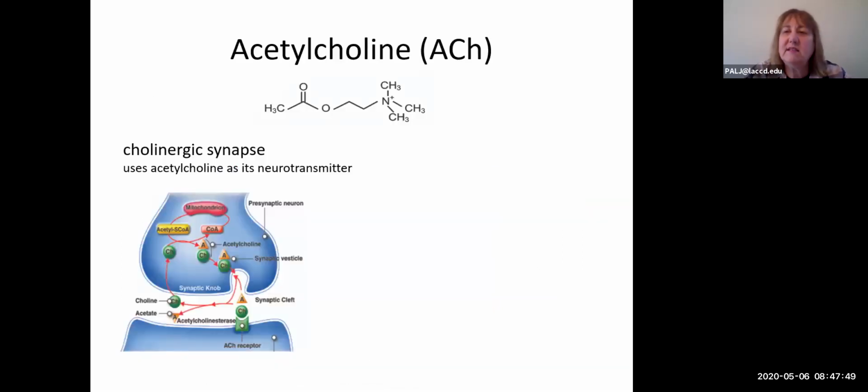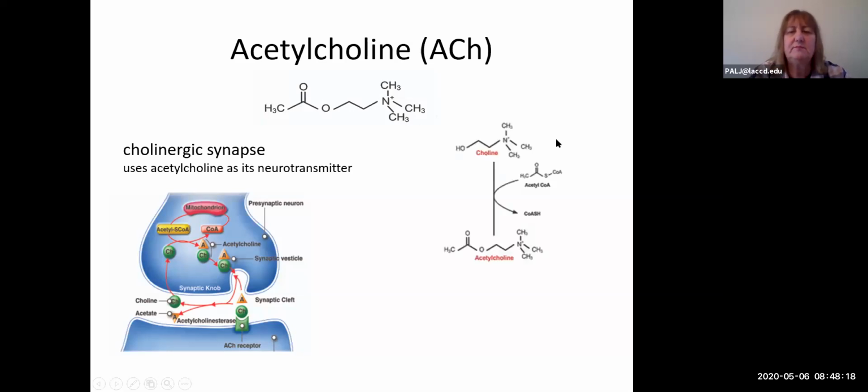So let me talk about acetylcholine just for a minute. This is the structure of acetylcholine. You don't need to know it. I just put it there in case you wondered what it looked like. Any synapse that uses acetylcholine as the neurotransmitter, such as this neuromuscular junction we're talking about, is called a cholinergic synapse, because of the choline in acetylcholine.